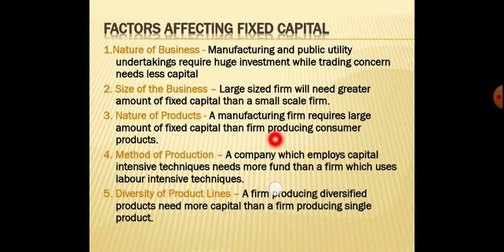The third point is nature of the products. If your products are capital goods like machineries and engines, you will require a huge amount of fixed capital investment. On the other hand, if you are producing consumer goods like hair oil, toothpaste, toothbrush, you will require less fixed capital investment.